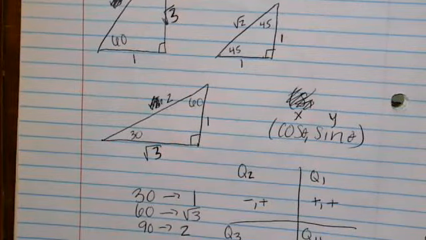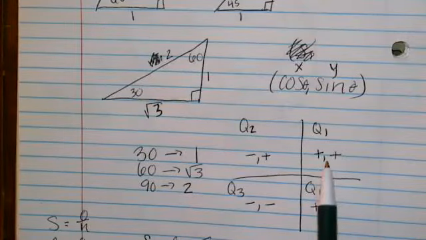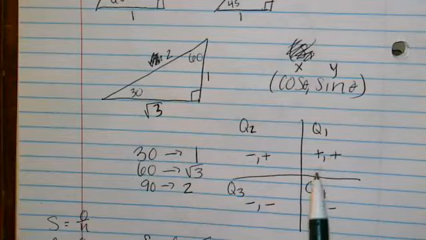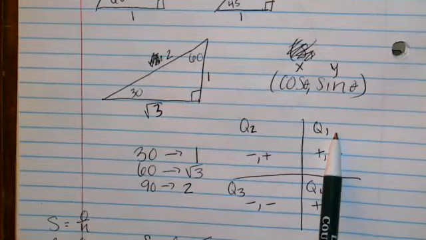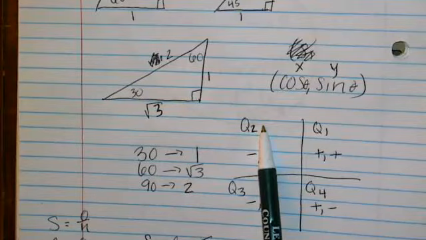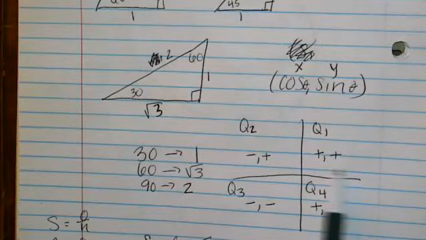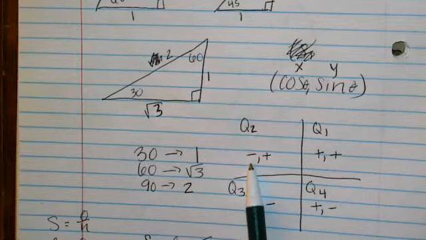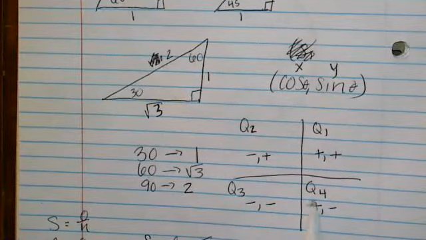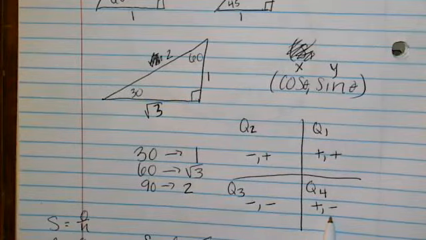I also want to remind you that on a typical XY plane graph, it goes quadrant 1, quadrant 2, 3, 4, so you count counterclockwise. In quadrant 1, both x and y are positive. In quadrant 2, x is negative, y is positive. In quadrant 3, both are negative. In quadrant 4, x is positive, but y is negative. Okay, those will be important to know.